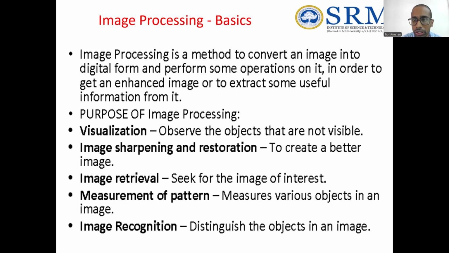So that's what was mentioned here. Image processing is a method where I convert an image into digital format depending upon my convenience. I mean, depending upon some useful information and my needs, I'm going to convert it. So there are many purposes of image processing. First one is visualization. Second is image sharpening. Third is image retrieval. Fourth is measurement of the pattern. And fifth one is image recognition.